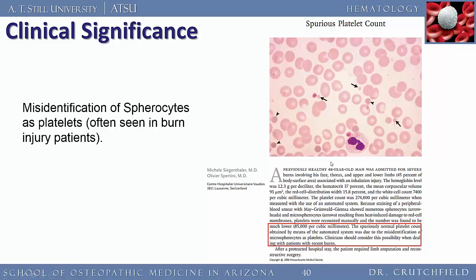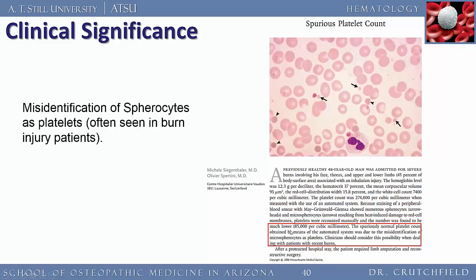So here's an example, and I've taken this from the New England Journal of Medicine, where a guy comes in, he was involved in a burn injury, severe burn injury, face, thorax, and upper limb, and his platelet count comes back at 85,000. A normal platelet count's about 125, 150,000. And what was happening is the spuriously normal platelet count obtained by means of an automated system was due to the misidentification of microspherocytes as platelets. So physicians should consider the possibility when dealing with patients with a burn. So the misidentification of a spherocyte as a platelet.